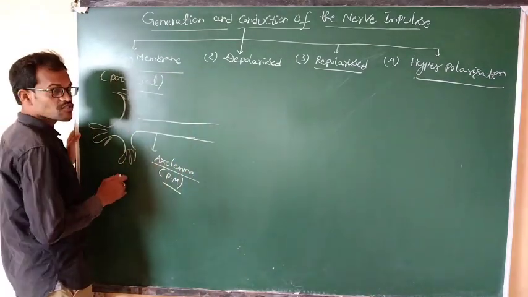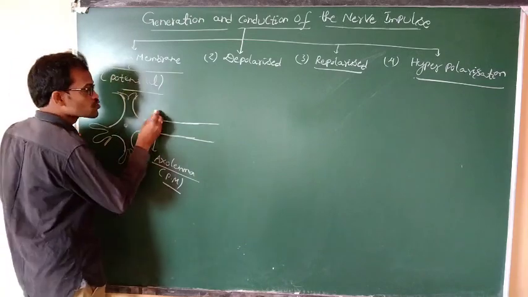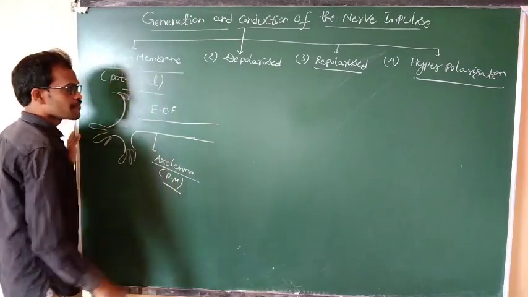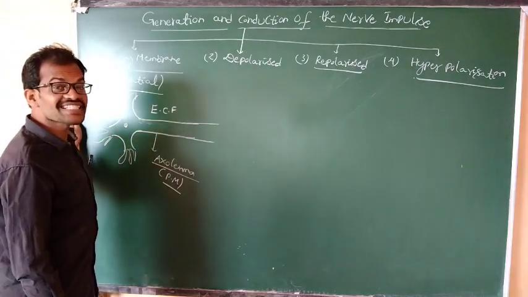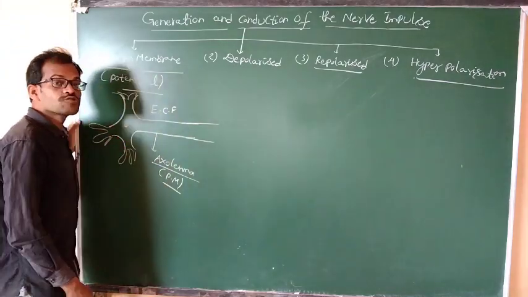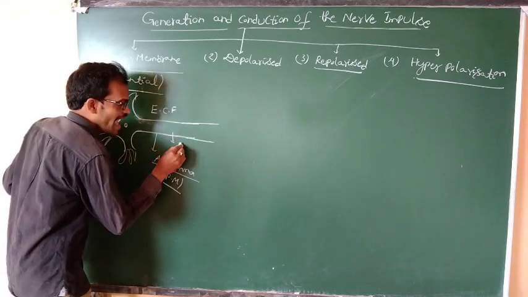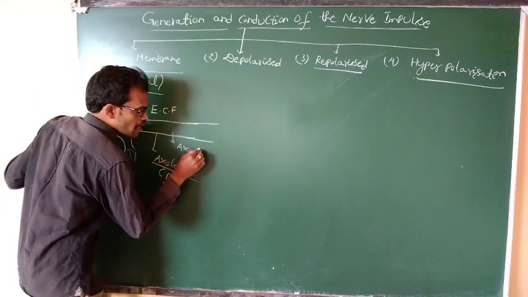If you observe the axolemma, outside of the axolemma is known as extracellular fluid. Inside the axolemma it is known as axoplasm.